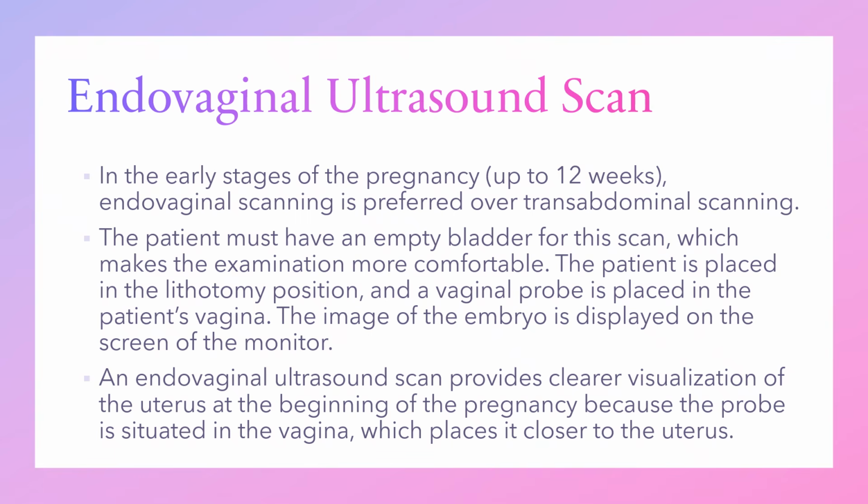The patient is going to have an empty bladder for this scan. So the abdominal, they have to have a full. The vaginal, they have to have an empty bladder. This makes the examination more comfortable and allows them to see better. The patient is placed in the lithotomy position, and a vaginal probe is placed in the patient's vagina. The image of the embryo is displayed on the screen of the monitor. This scan provides a clear visualization of the uterus at the beginning of the pregnancy because the probe is situated in the vagina, which places it closer to the uterus.